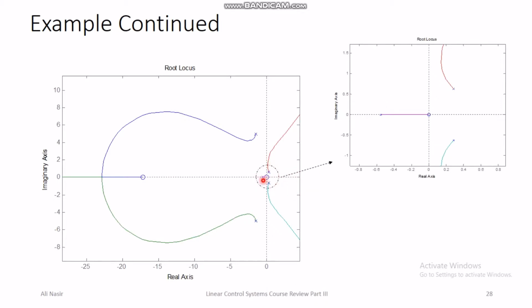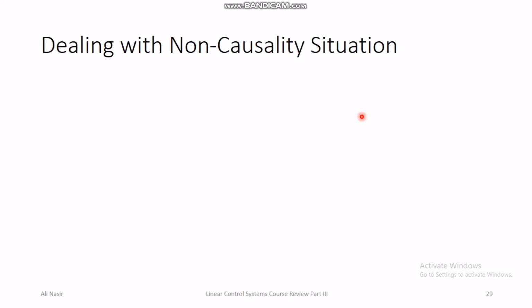If you magnify this part of the root locus, you get this type of diagram. Now, dealing with the non-causality situation: in the root locus with respect to a parameter, we are creating an artificial open loop transfer function. So it can happen that the number of zeros is greater than the number of poles. Then it is difficult to use the 10 rules of root locus, because we do not know which zero one of the poles will converge to. So how do we deal with this situation?